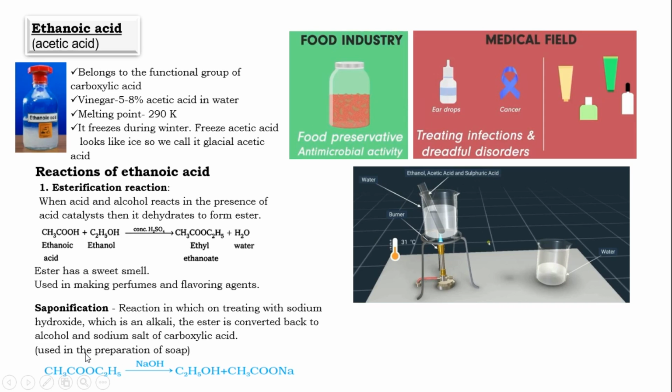So ethyl ethanoate ester, in the presence of sodium hydroxide, gives you ethanol and the sodium salt of carboxylic acid. Here the carboxylic acid was ethanoic acid. This reaction is called saponification.